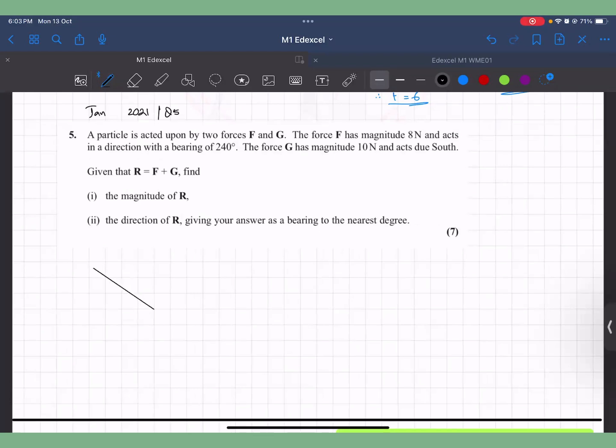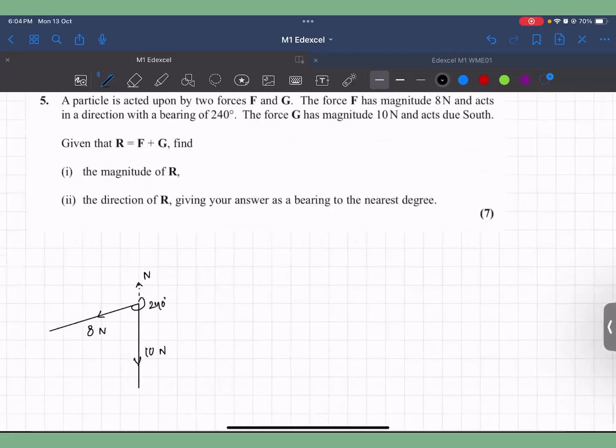So F is a force acting in the direction 240. 240 would be in the third quadrant, in this direction somewhere, close to 270, if this is your north. This is your force F, 8 Newton. And the other one has 10 Newton south. R is F plus G. Find the magnitude of R.